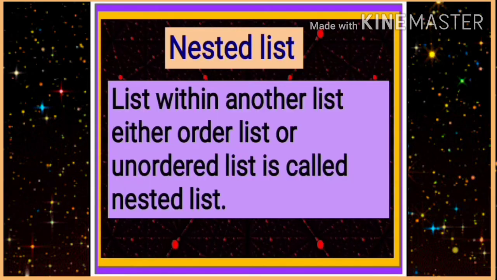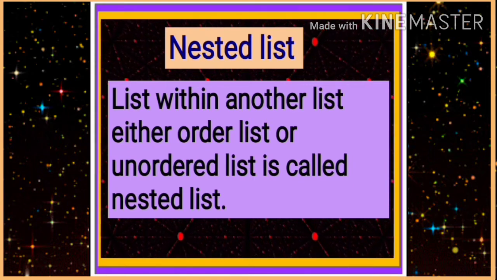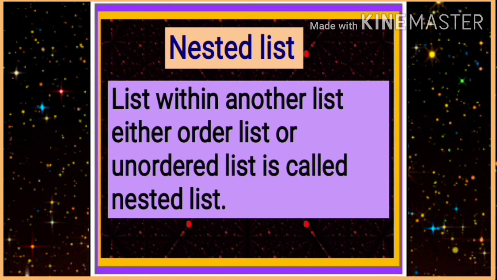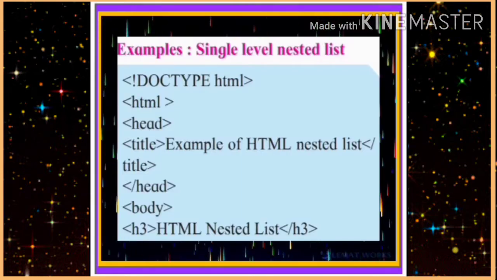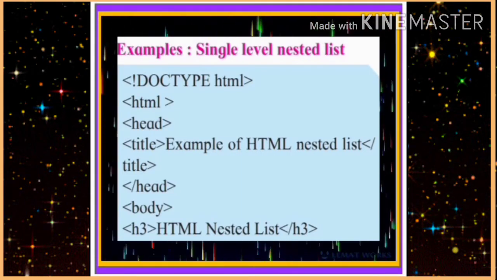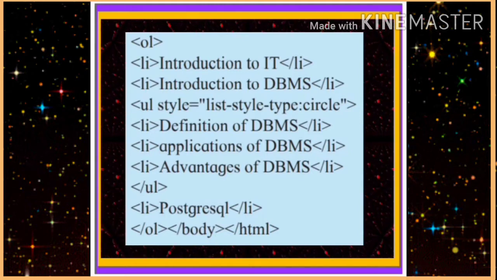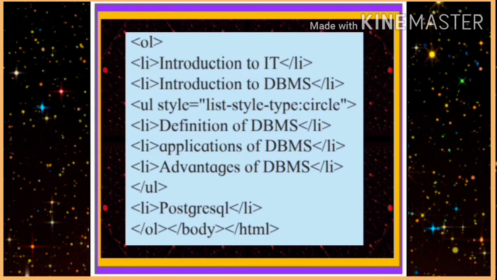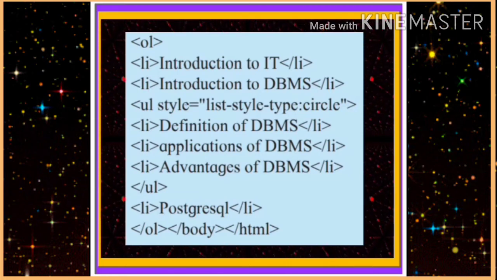Next subtopic is nested list. A list within another list, either ordered list or unordered list, is called a nested list. You can create the nested list in your HTML program. Here is an example of HTML nested list. In this program, we are using UL tag within OL tag. OL tag has the three elements: introduction to IT, second element is introduction to DBMS, and third element is PostgreSQL. So the numbers start from 1.